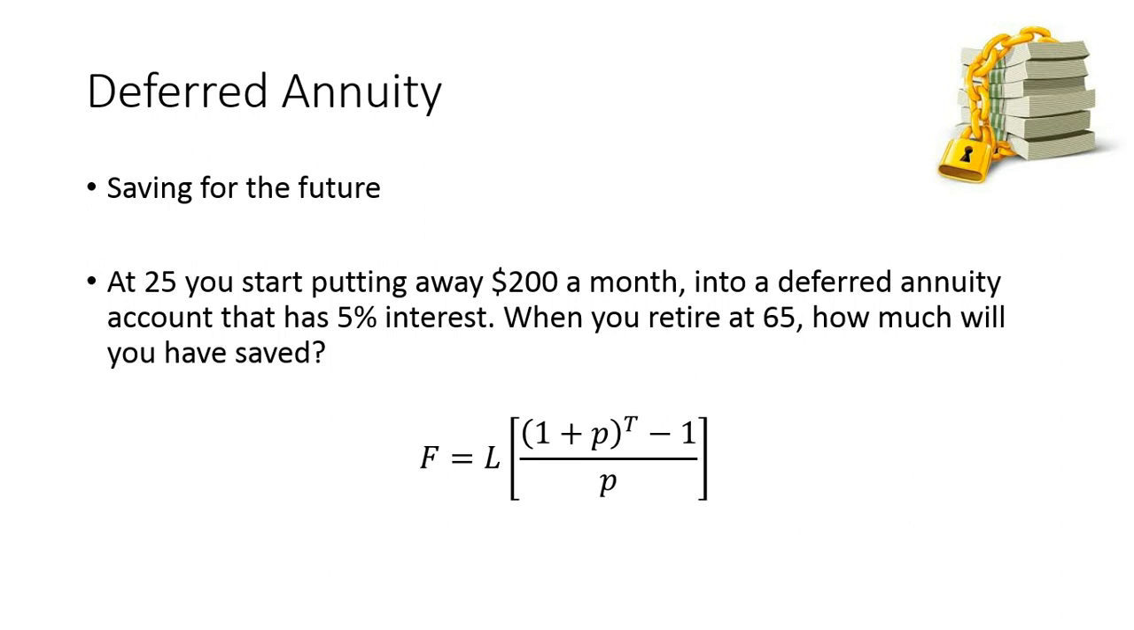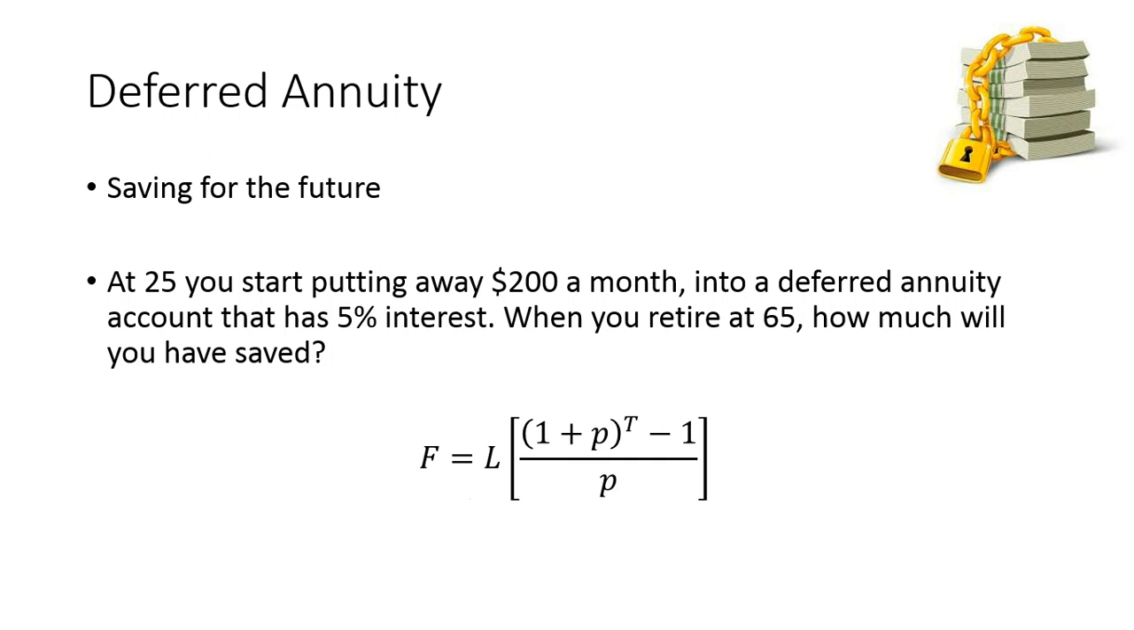So let's say you're 25, so you're close to my age. And what you're going to do is start putting $200 away a month into some sort of deferred annuity account with about 5% interest. Now, you're putting money away until you retire at the age of 65. That's 40 years away for those of you that don't want to do that simple math. So if we do it for 40 years, we want to keep track of how much we're going to have at the end.